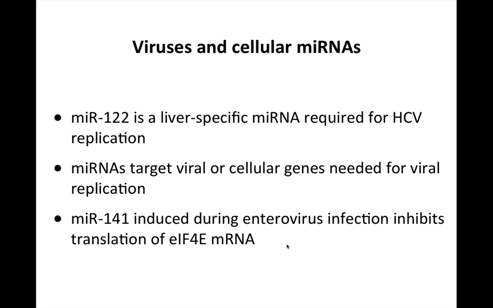I want to leave you with a couple of interesting examples of microRNAs and how they interfere or participate in viral replication. There's an interesting one in the liver called miR-122. It's liver-specific, and it's absolutely required for hepatitis C virus replication. If you take it away, the virus can't replicate. This is in part why the virus is hepatotropic. Right now, drugs are being developed to target this microRNA because it would be a good antiviral therapy. A number of microRNAs in the cell target either viral or cellular genes that are needed for viral replication, and these have been identified in various systems.